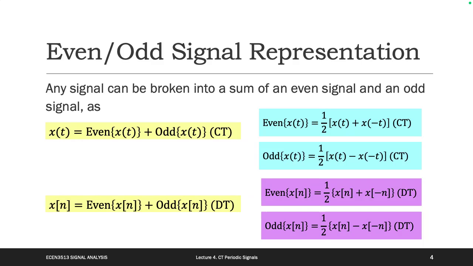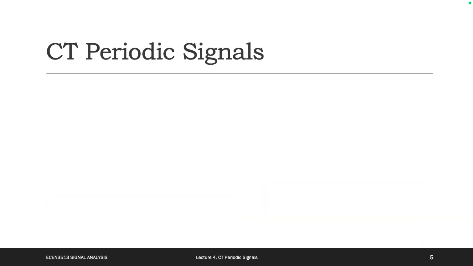For now, maybe you don't know why we learn this, but those things, including signal transformations like shift, scaling, inversal, and also the even-odd signal representation, we will use later when we deal with the complicated signals. Okay. Then we talk about the CT periodic signals.